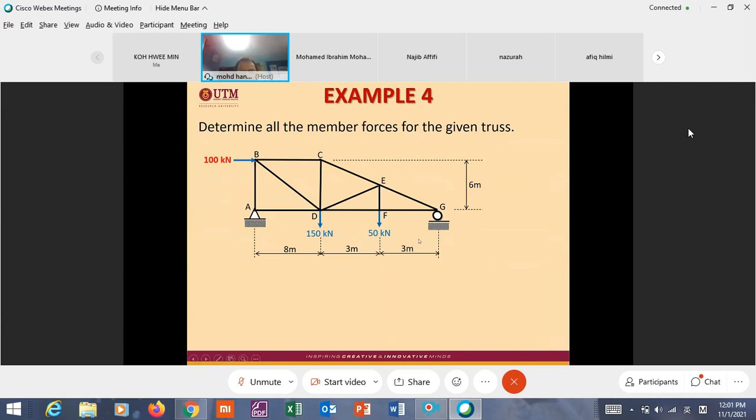Okay, first, what we should check here is the stability and determinacy of this truss. If the truss is not stable, that means the question is not correct. Because if you check one of the definitions in the textbook, the structure is not called a structure if it is not stable.